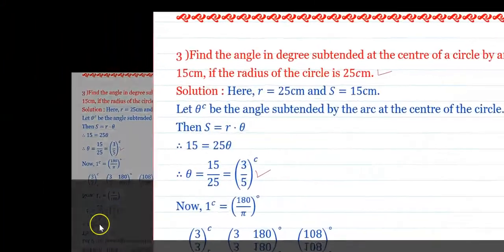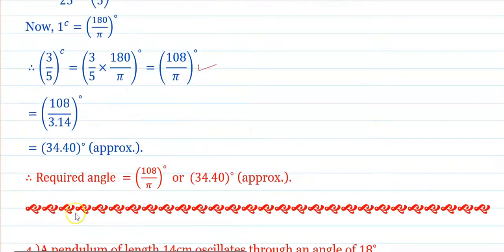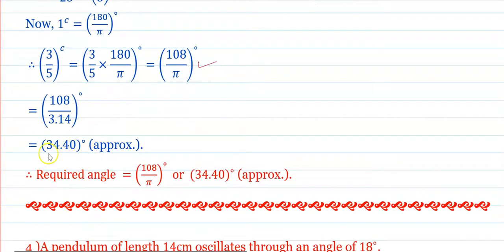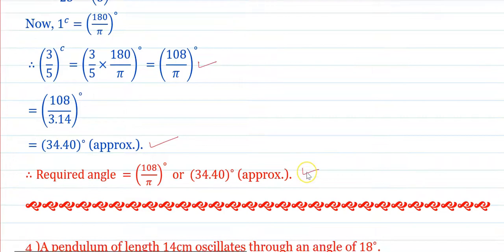1 radian means 180 upon pi degree. And hence, the 3 by 5 radian, convert this into the degree. That is 3 by 5 into 180 upon pi. And if you simplify, then you will get 108 upon pi. The value of pi is 3.14, and hence after the simplification you will get theta is equal to 34.40 degree approximately, and this is the required angle. Length of arc वरनं आपल्याला theta find out करायचा आहे.